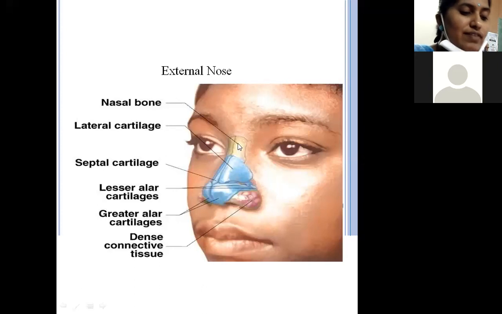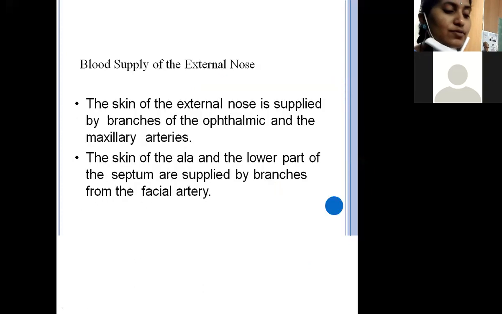Okay, so we'll have the nasal bone, then we'll have the lateral cartilage, and in the center the septal cartilage. Then below that we have the alar cartilage. For alar cartilage we'll have the greater alar and the lesser. The greater has the lateral part and the medial part, the lateral crus and the medial crus. Then we have the minor alar cartilage, then the dense connective tissue. So that is the framework of the external nose.